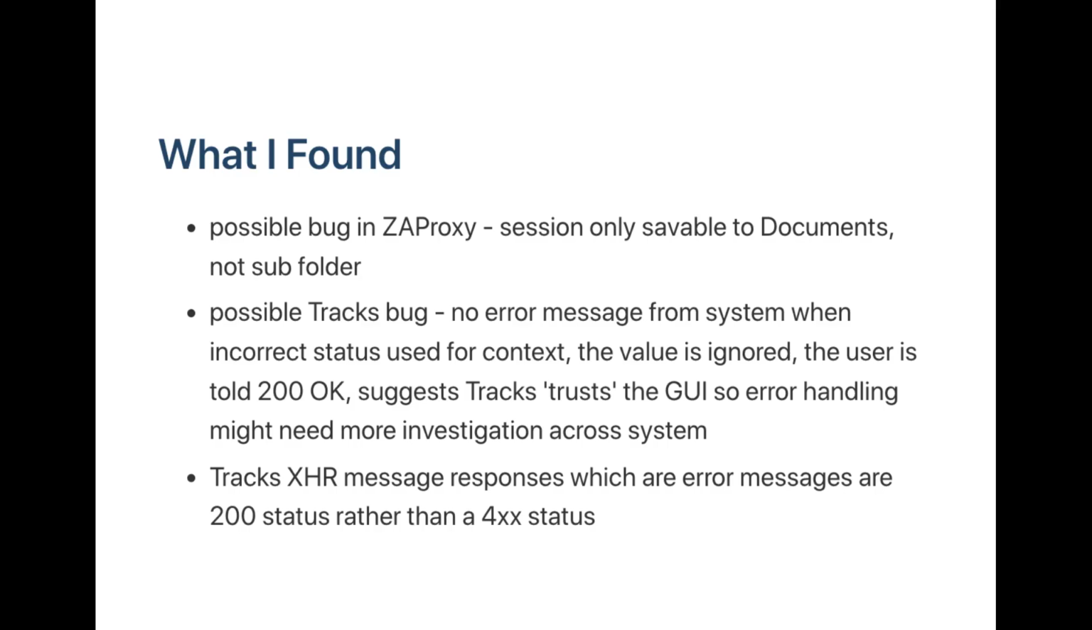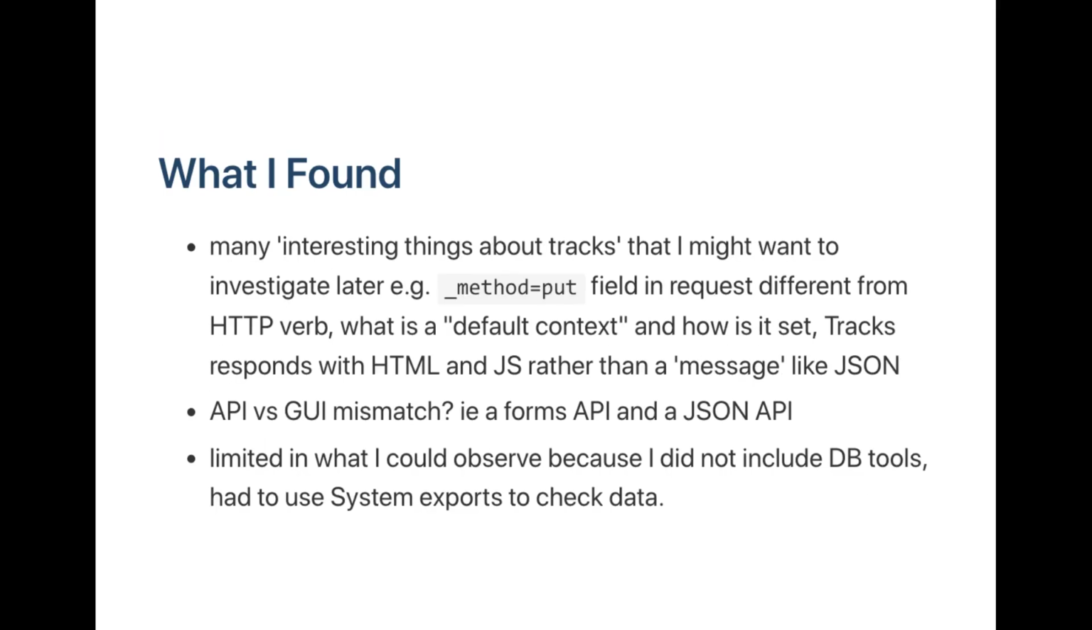The XHR messages, the HTTP messages sent by JavaScript, which are error messages, are still a 200 status rather than a 400 status. And there's a lot of stuff that I saw that I found really interesting that I might want to explore later, but didn't really explore in detail now, because there's method types in the forms. So when I post something to Tracks, in the form there's an underscore method equals put in the body of the message, and I'm wondering, how does that differ from the actual HTTP verb? I just find it interesting that it's a difference.